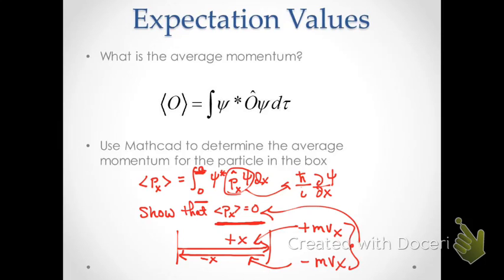So the expectation value for momentum being 0 is actually consistent with what we might predict based on classical behavior. And again, we'll take a look at this in more detail from a quantum mechanical perspective in our next video.